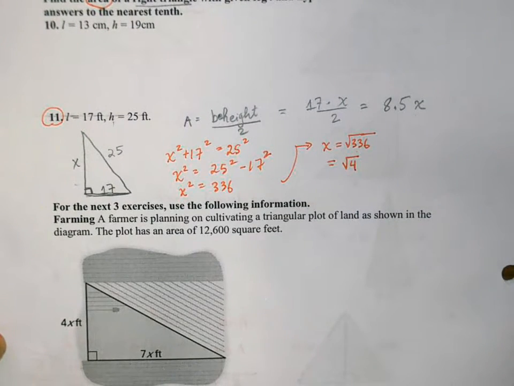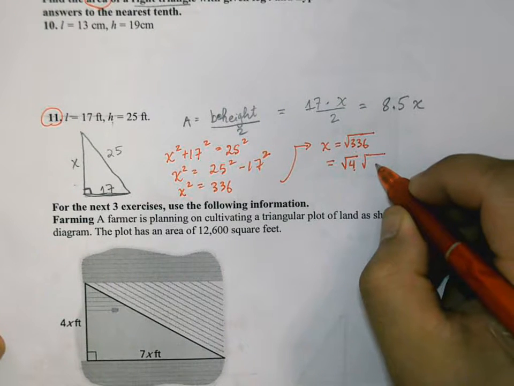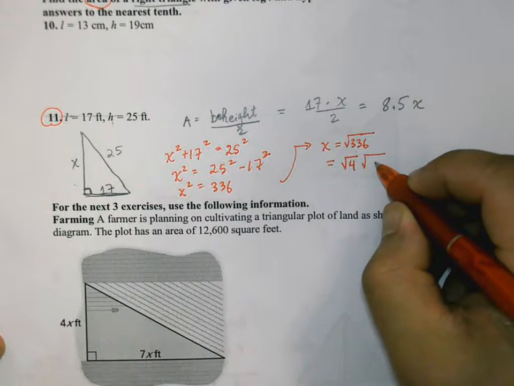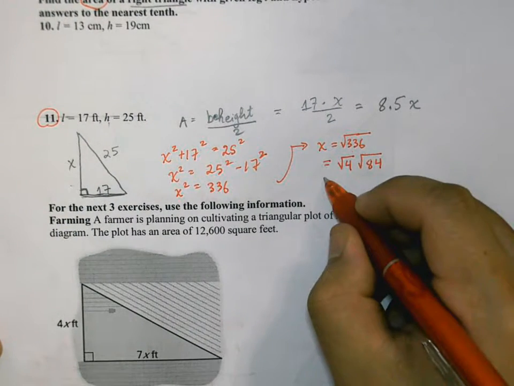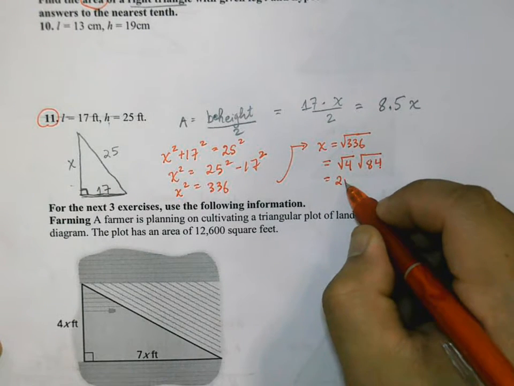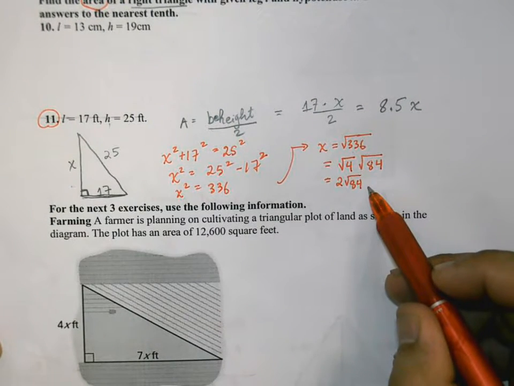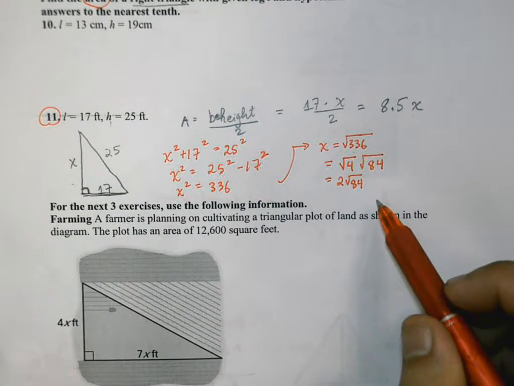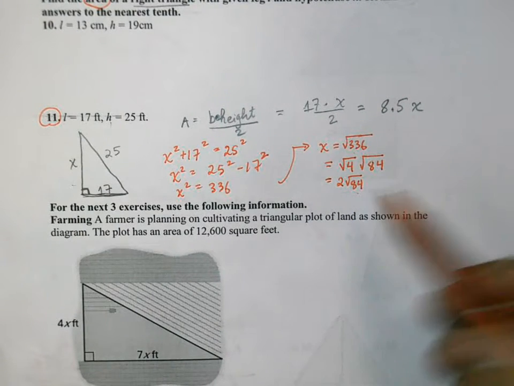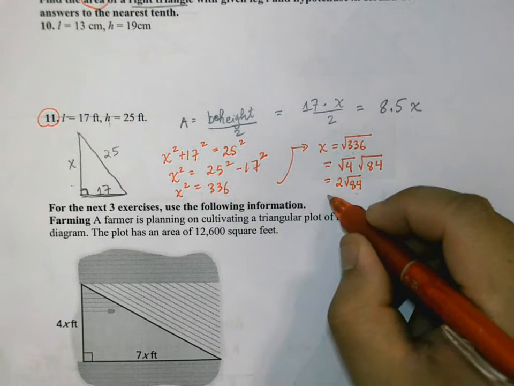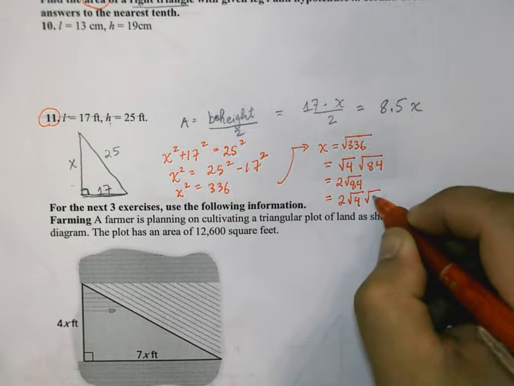And I can separate this into the square root of 4 times the square root of 336 divided by 4, which is 84. Okay. And that tells me that the square root of 4 is 2 times the square root of 84. Now, the square root of 84 is actually reducible again. And if you look at this number, 8 is divisible by 4, 4 is divisible by 4. So the whole thing's going to be divisible by 4. So this is going to be 2 times the square root of 4 times the square root of 21.